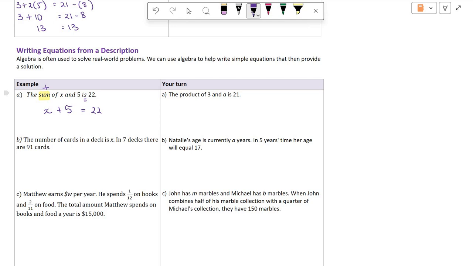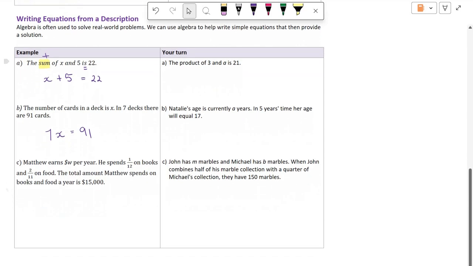For B, I've got a number of cards in a deck is X, and in 7 decks there are 91 cards. So I've got 91 cards, and I'm splitting that up into 7 different decks. So what I'm going to actually be doing is dividing x by 7. Oh, my bad, sorry. I'll be multiplying x by 7. And that would give me 91, because if I then split that up into the 7 decks, I'll have my number of cards per deck.